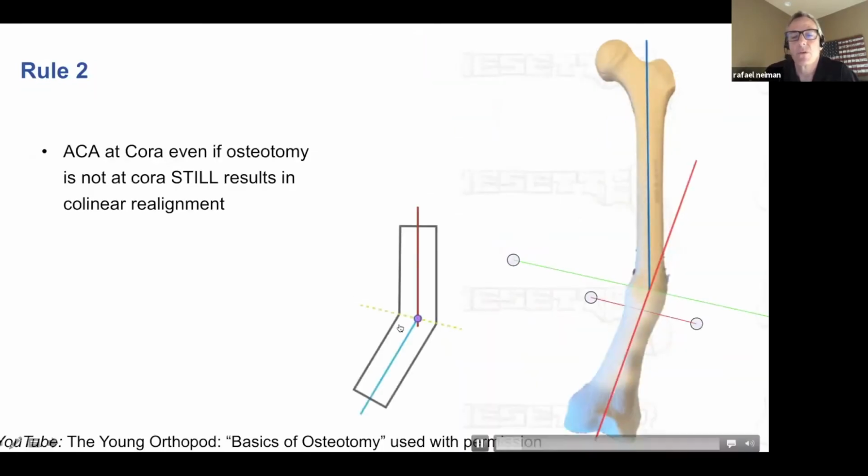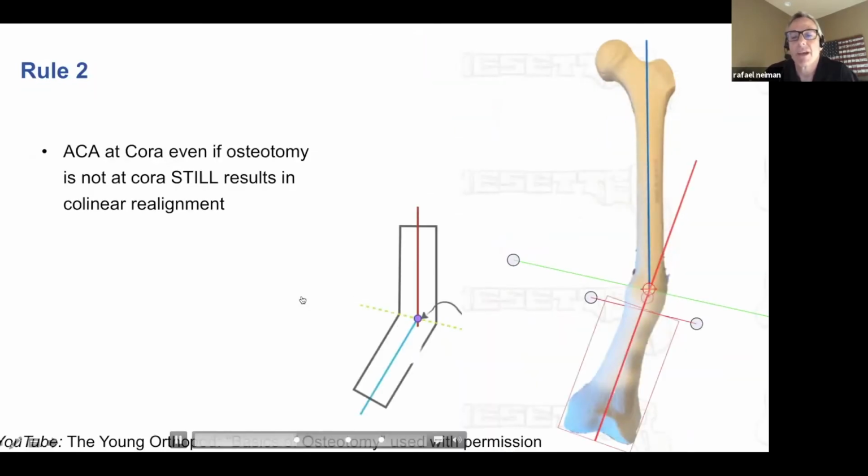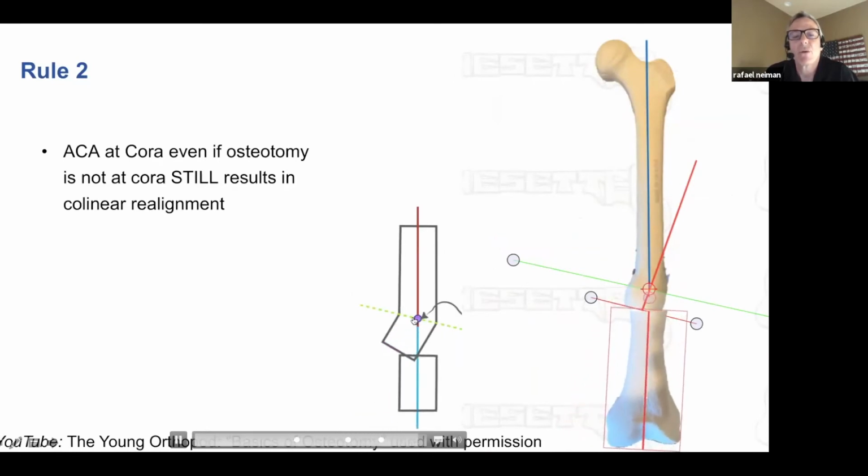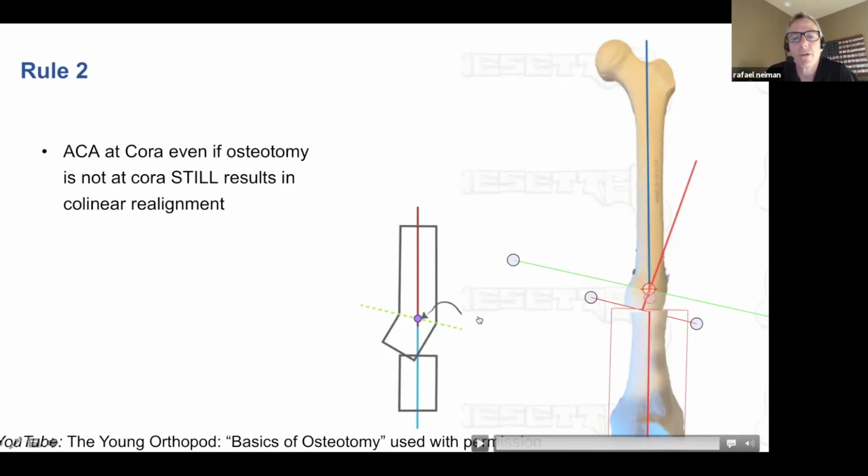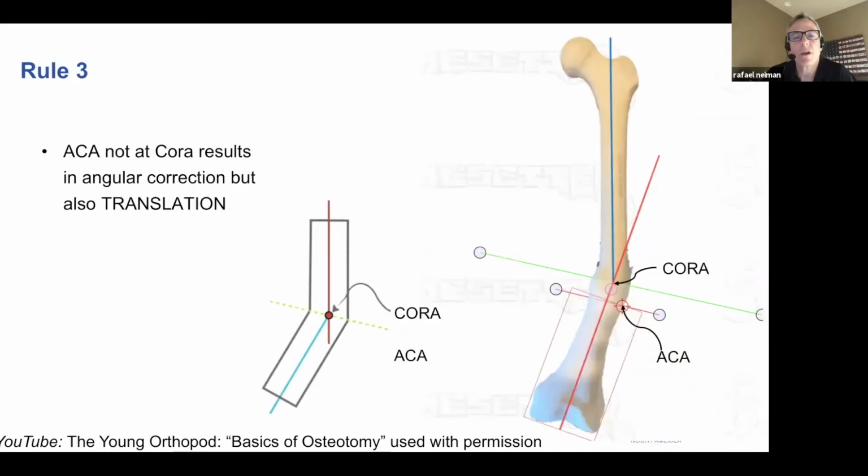The second rule is also applicable for us today, and that is as long as you keep your ACA in the center of your CORA, it doesn't matter where your osteotomy is, above or below, you're still going to get collinear realignment. You'll have some deformity, but you'll still get that collinear realignment. And that's applicable to what I'm going to show you with a focal dome osteotomy, but also even with what Matt Graves is going to show you with a clamshell.